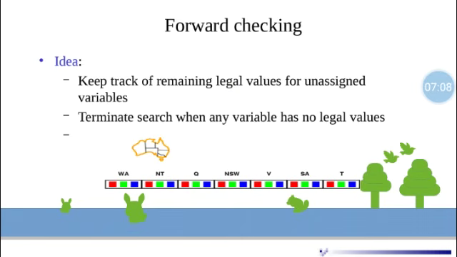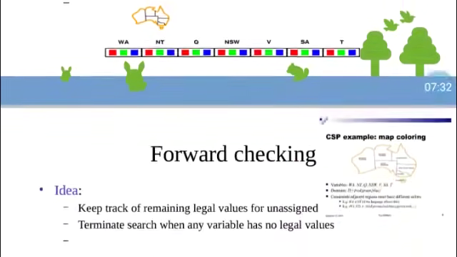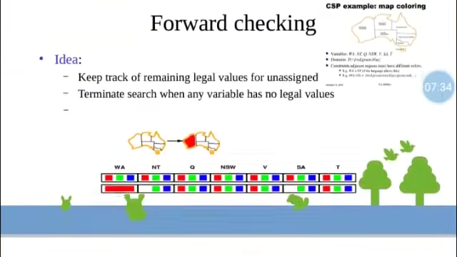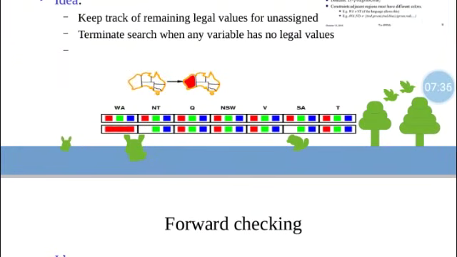So initially we are having 6 variables, that is Western Australia, Northern Territory, South Australia, Queensland, New South Wales, Victoria and Tasmania. So we are having 7 variables in this case. Tasmania is outside the graph, so I said 6 variables, but let's say 7 variables. Now for every variable we are having 3 values, that is red, green and blue. Now let's say we have assigned red value to the Western Australia.